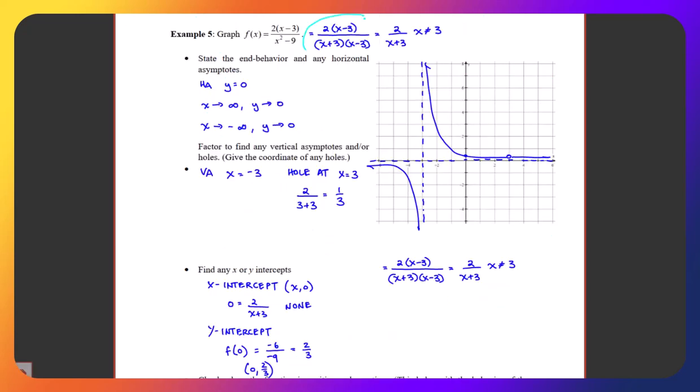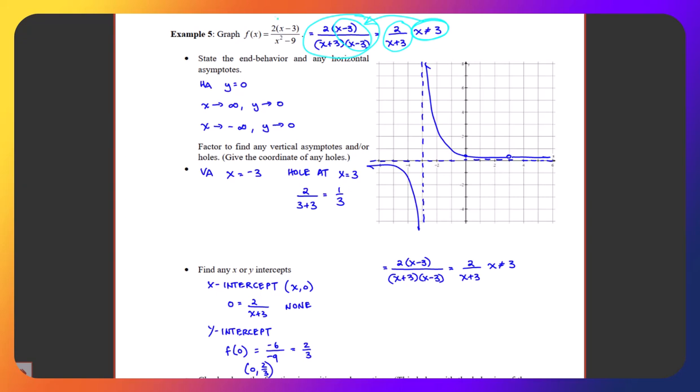Here, I factored, and then the x minus 3 reduces, and I'm left with this fraction. But we want to remember that x still can't be 3 from the reduced portion. That's where the hole is. Okay?